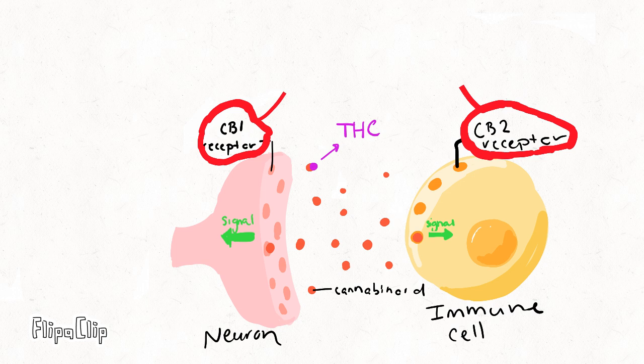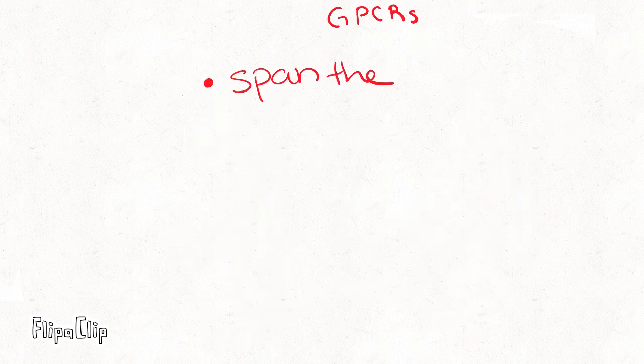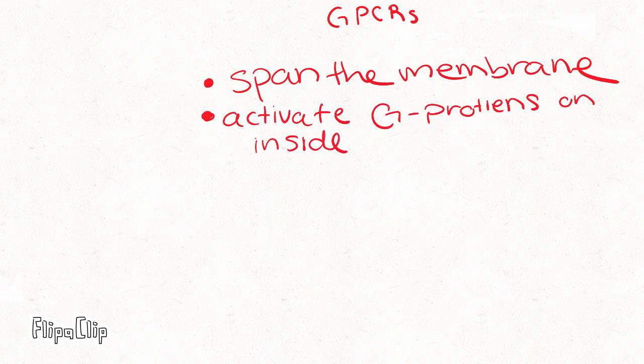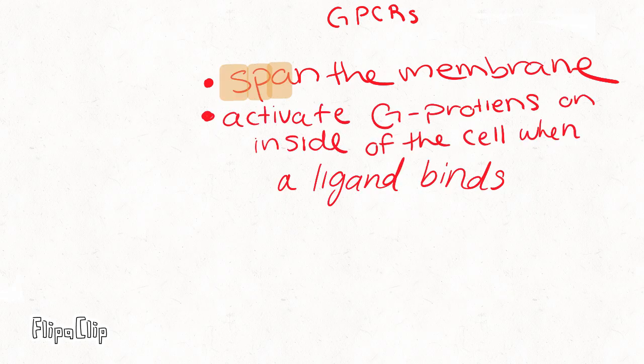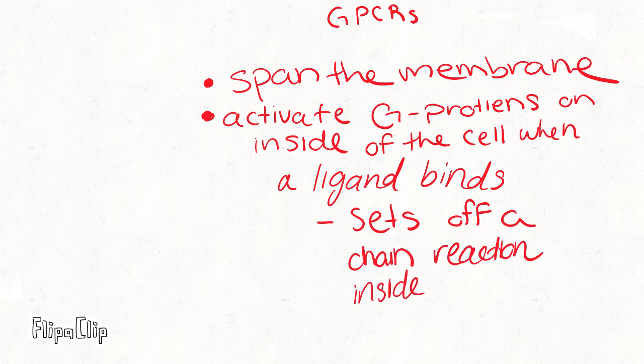Both are G-protein coupled receptors, or GPCRs. GPCRs span the membrane and activate G-proteins on the inside of the cell when a ligand binds. This sets off an entire chain reaction inside of the cell.